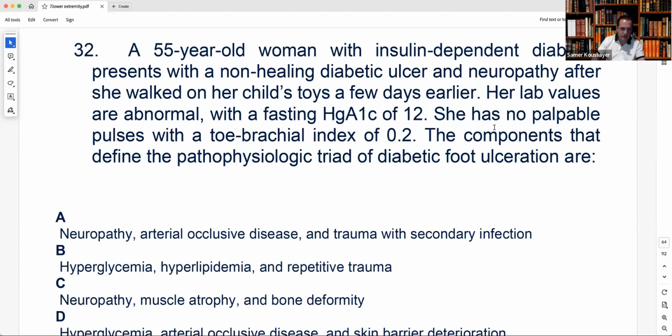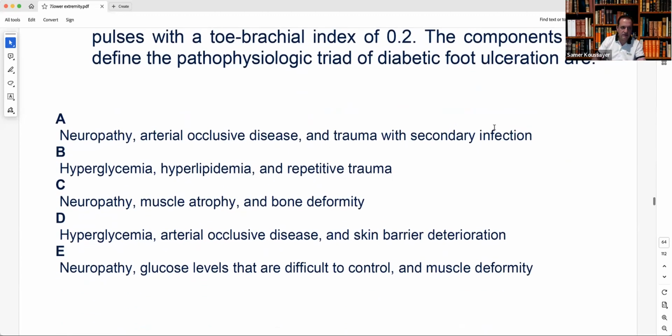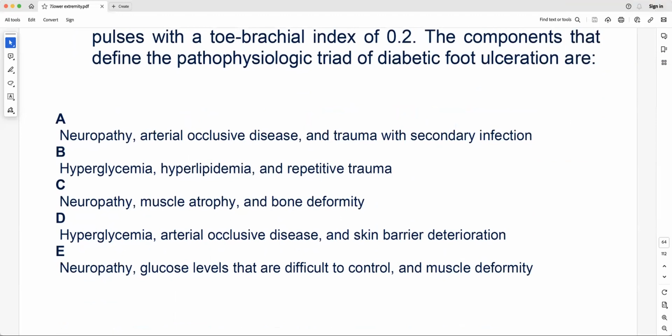So now you go through the questions. Let's start one by one. The first one: neuropathy, arterial occlusive disease, and trauma with secondary infection. This is the right answer. B, hyperglycemia, hyperlipidemia, and repetitive trauma. C, neuropathy, muscle atrophy, and bone deformity. D, hyperglycemia, arterial occlusive disease, and skin barrier deterioration. E, neuropathy, glucose levels that are difficult to control, and muscle deformity.